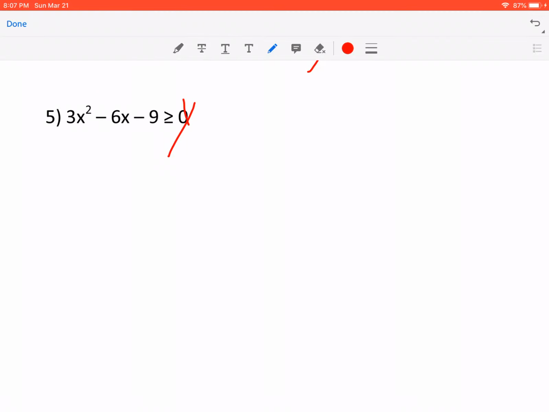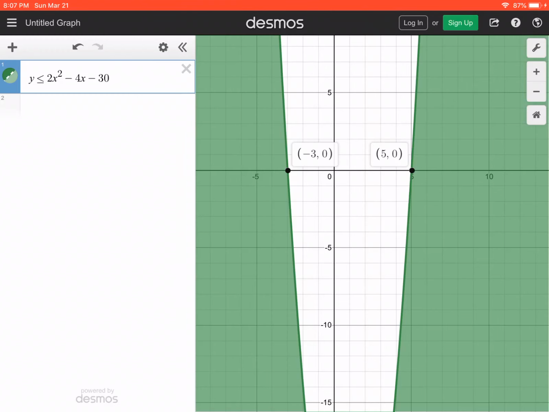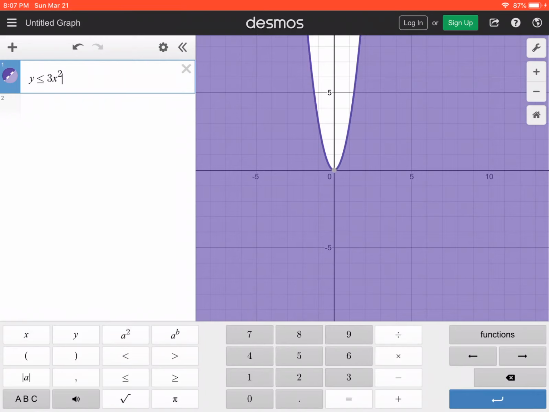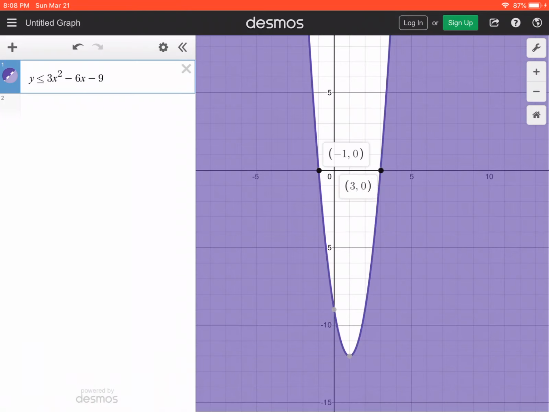Replace 0 with y. So that'll be y. Remember, you're reading it backwards. Less than or equal to 3x squared minus 6x minus 9. Graph it, type it in. And y less than or equal to 3x squared minus 6x minus 9. And it is shaded away from -1 and +3.